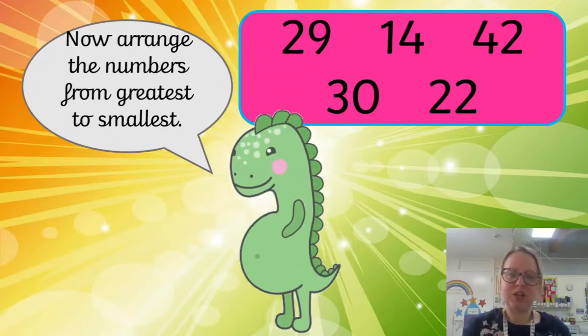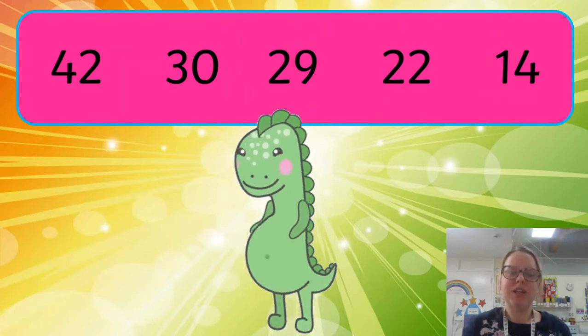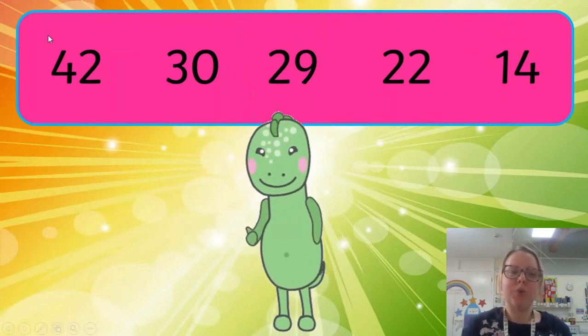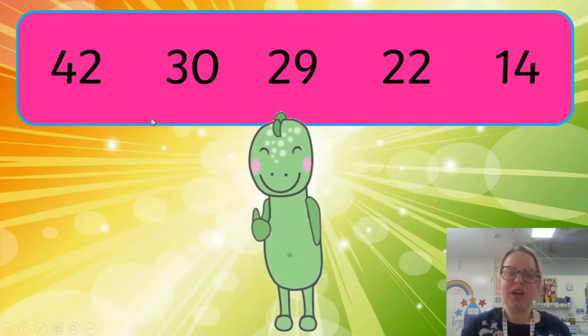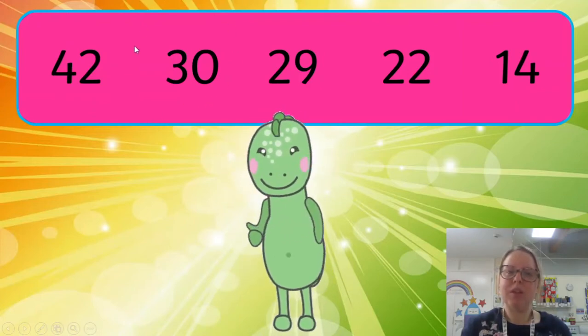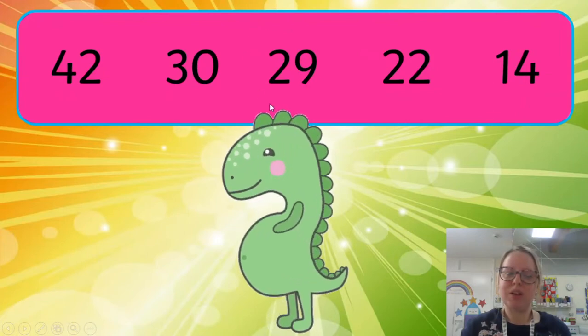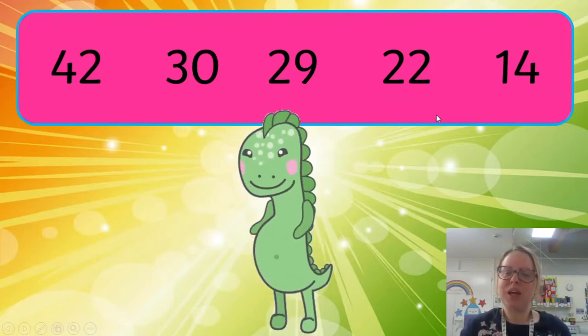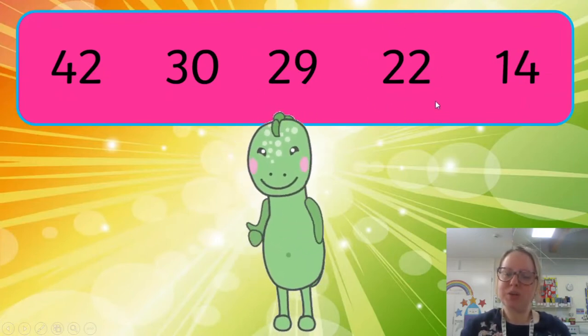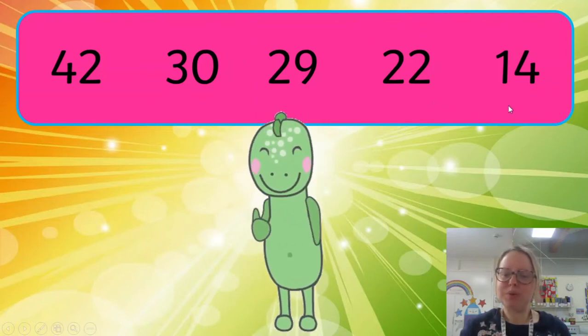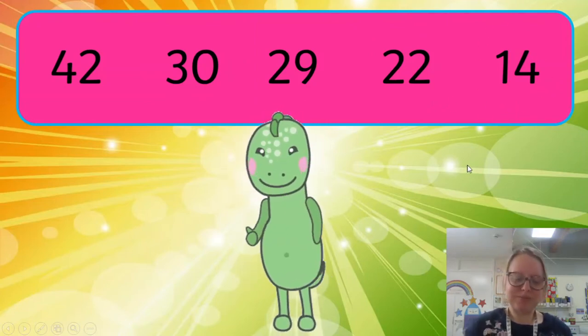So let's check your answers. So the greatest number was number 42. Next you should have number 30. The next number was 29. Then we have number 22. And the smallest number was 14.